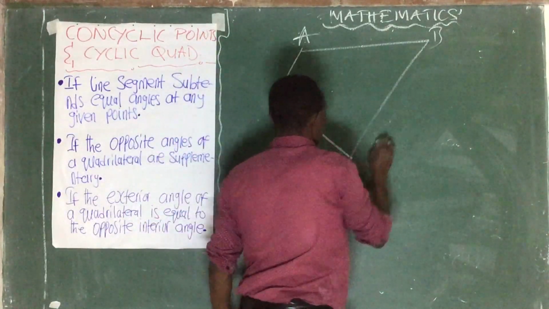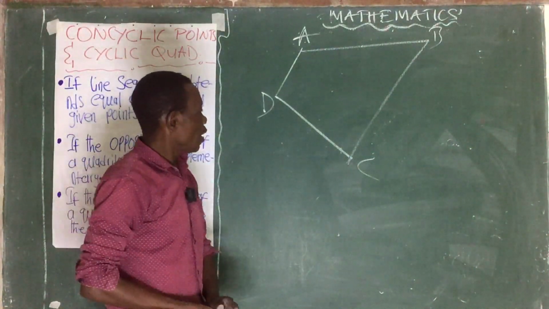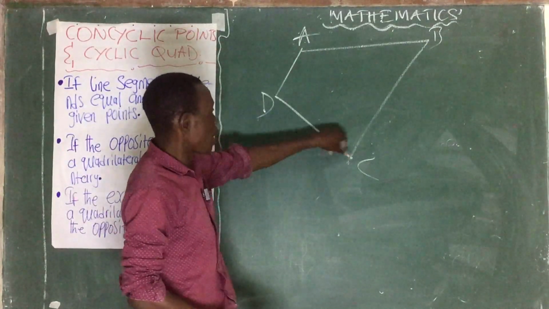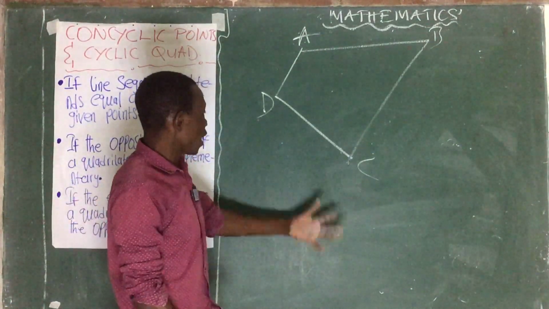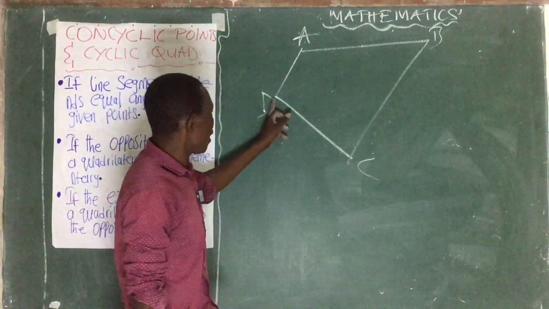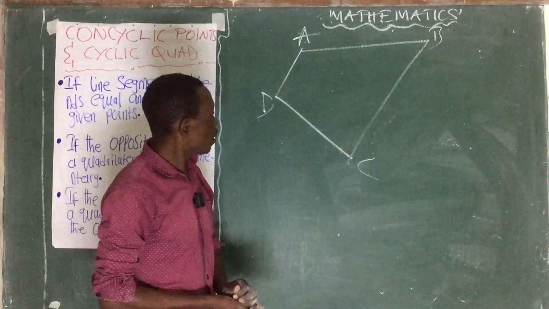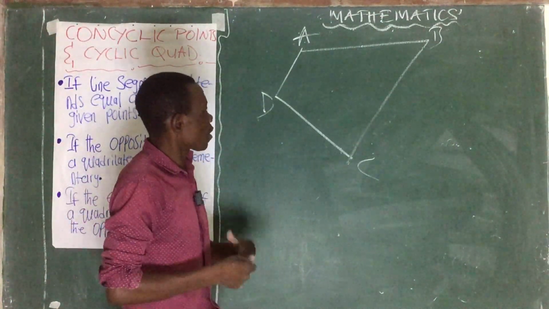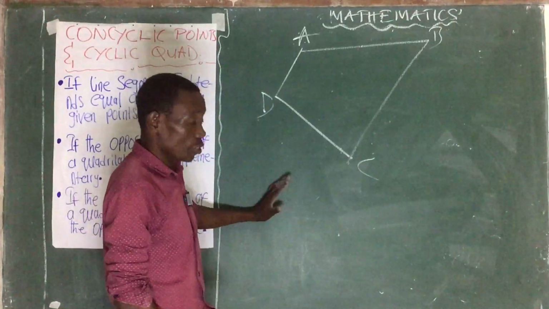Quadrilateral A, B, C, D, like that. They'll be asking you to show that this quadrilateral, which may be given some angles inside, can it be cyclic? Or say, can A, B, and C attach on the circumference of the circle? So we need to show and be able to prove that the particular quadrilateral is cyclic or not.